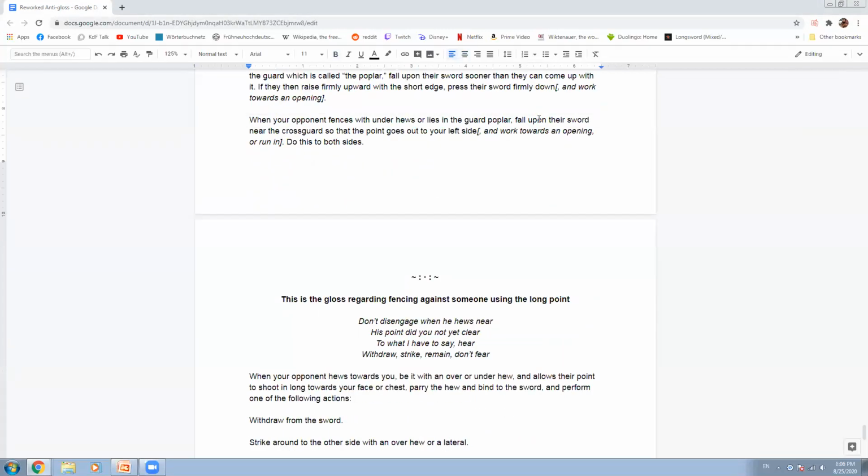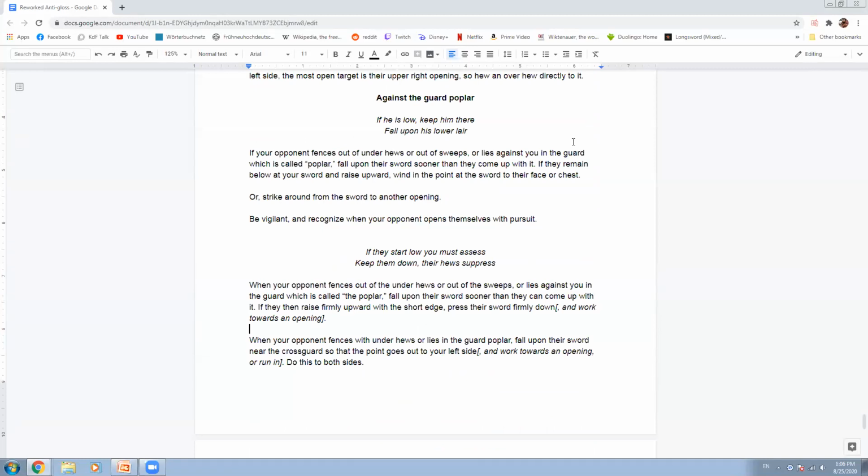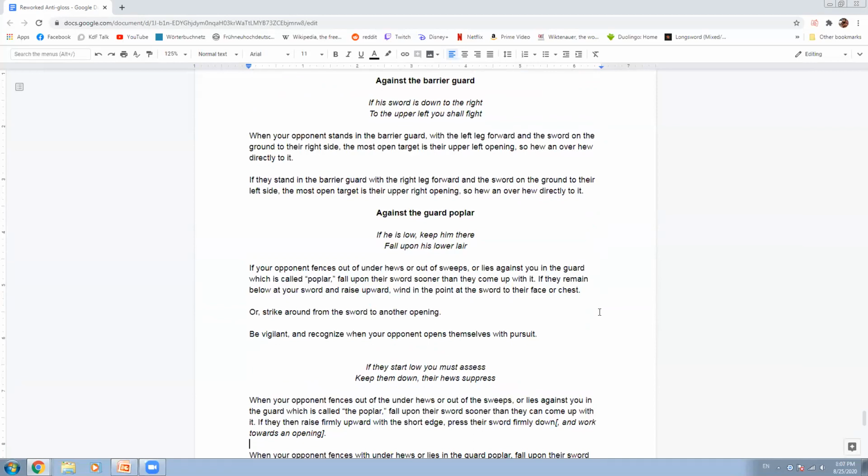So does anybody have any observations on what kind of a fencer the anti-gloss fencer is, or any insights that this might give us as far as fencing goes? Well, at first they started off being that defensive fencer that you hear about in the very beginning of the gloss itself, where it says that to consistently defend will ultimately end up in you being struck. And then it kind of changes to this chaos approach.